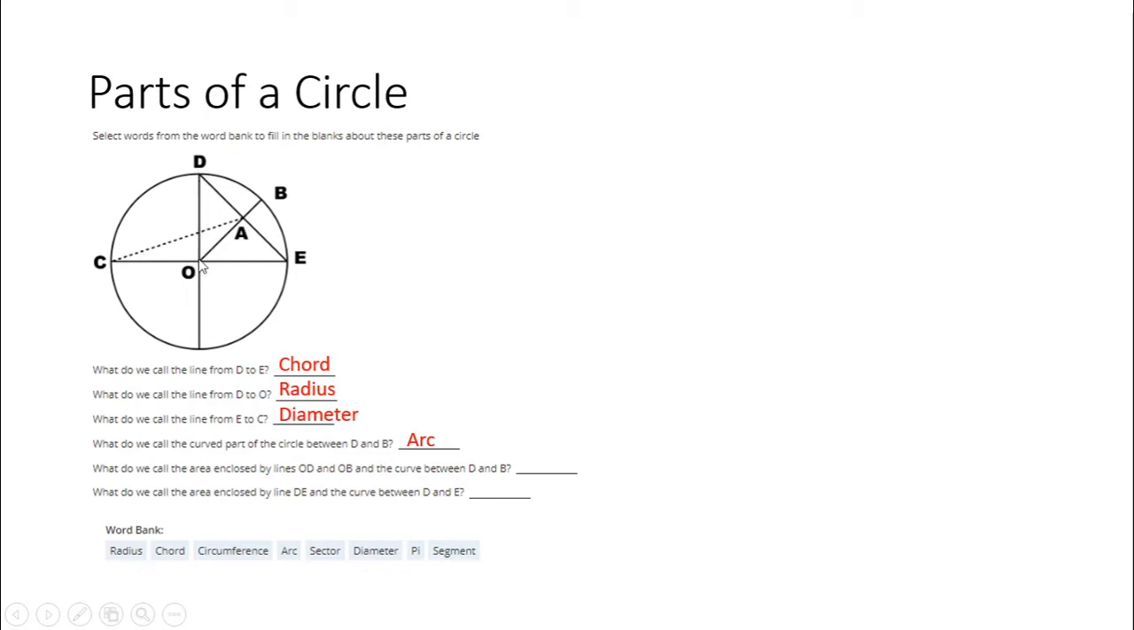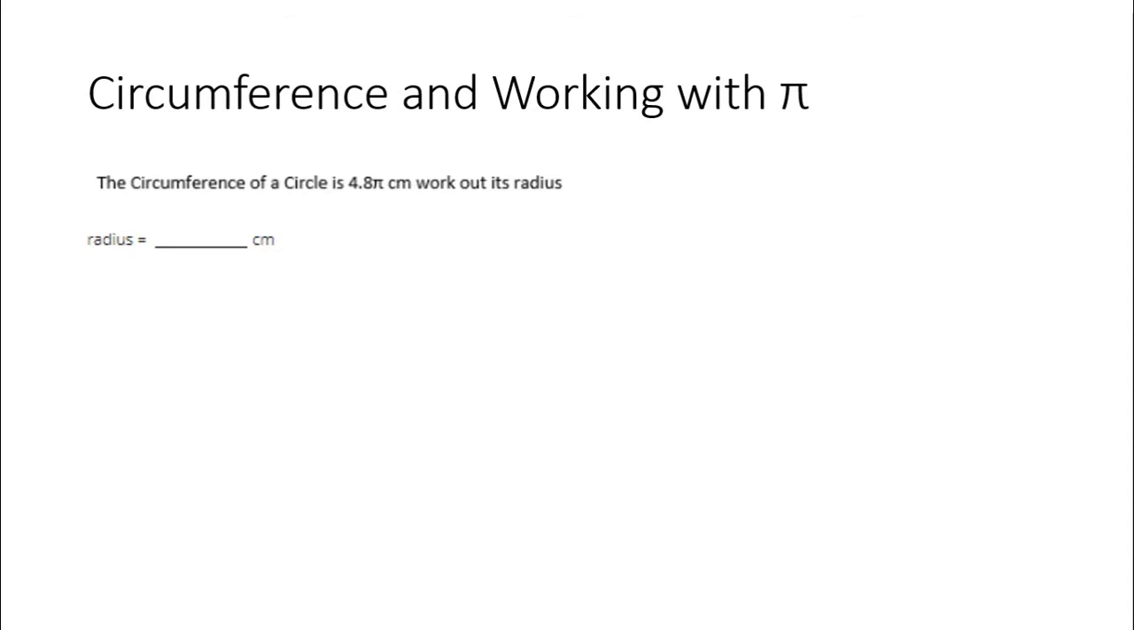What do we call the area enclosed by the lines OD and OB? OD, that's a radius, and OB, that's another radius. So enclosed by those lines and the curve between D and B, between that arc. So this slice of the pie here, what do we call a slice of the pie? The area between two radiuses and an arc. That's a sector. And what do we call the area enclosed by DE? DE is this chord, and the curve between D and E. So this area here looks kind of like the slice of an orange or a segment of an orange. It's called the segment.